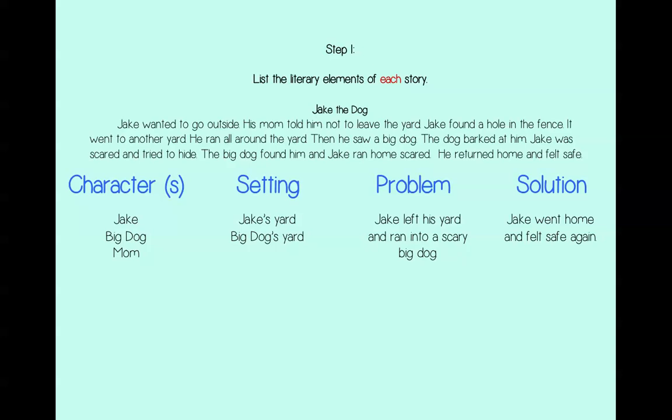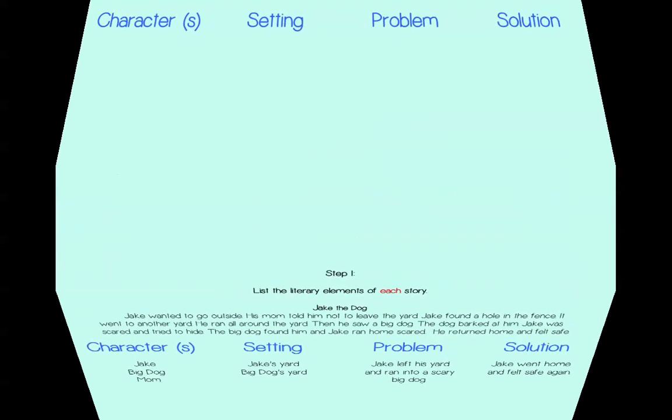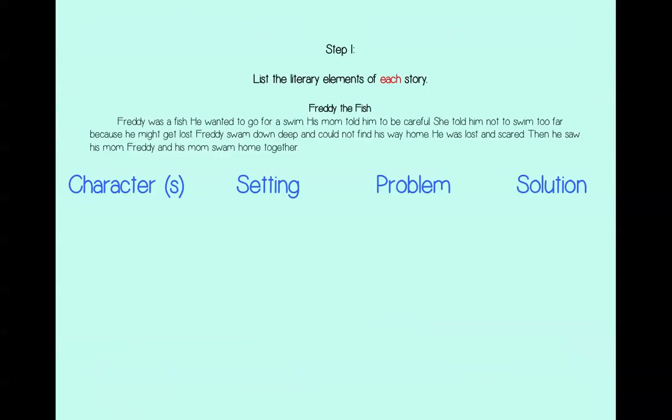Okay, now that we've listed the literary elements for one story, we are still on step one. We have to list the literary elements for the other story. So the next story is called Freddy the Fish. I want you to pause the video and read quietly to yourself the story Freddy the Fish. And when you're ready, go ahead and restart the video. Pause. Okay, welcome back. I hope you enjoyed that short little story.